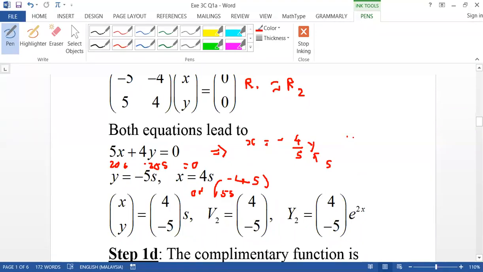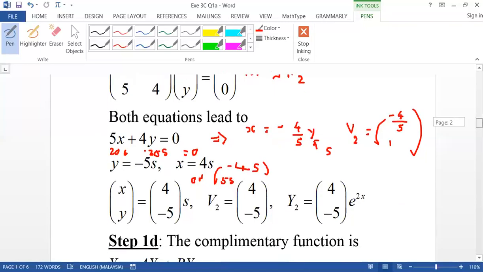Then if you let y here equal to 1, you have another variation of the answer, where y is 1 and x is negative 4 over 5. If you multiply by 5, then you have something similar to this variation: this negative 4, this will become 5. If you multiply by 5, both rows you have to multiply by 5. So you get another one, negative 4 and 5. So for the eigenvector, you can have a variation of answers, but all are equivalent.